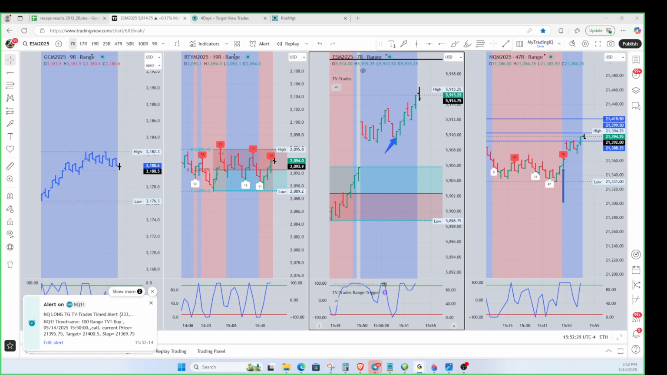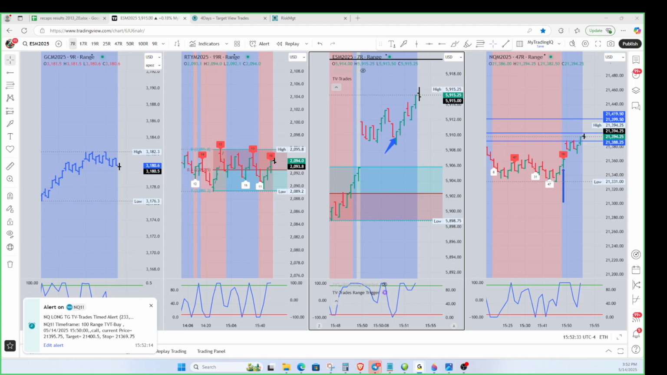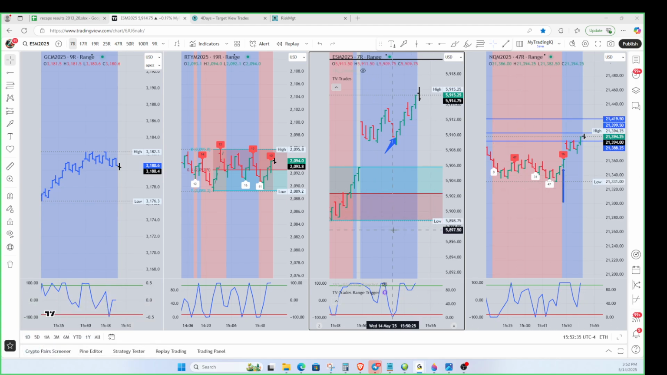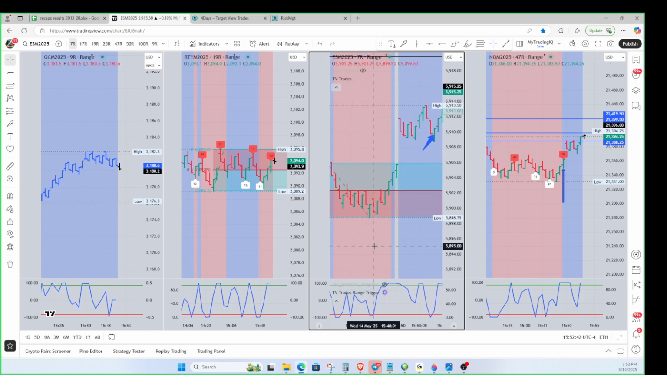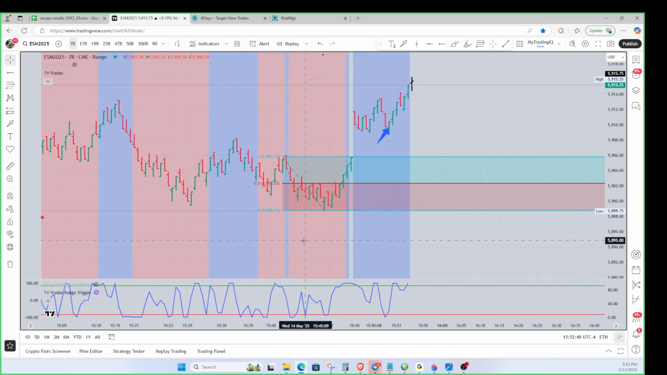59.05 was where it came out of the overbought on the ES. Hang on. 59.05 was where it came out of the overbought on the ES. You're talking about back here? Let me just look at the ES.